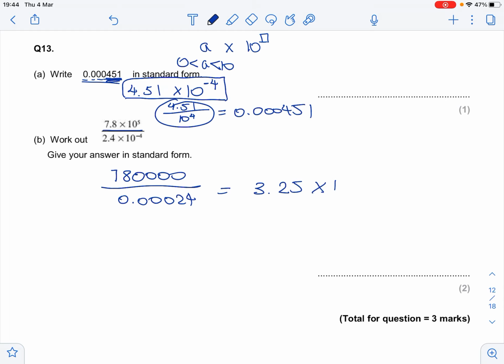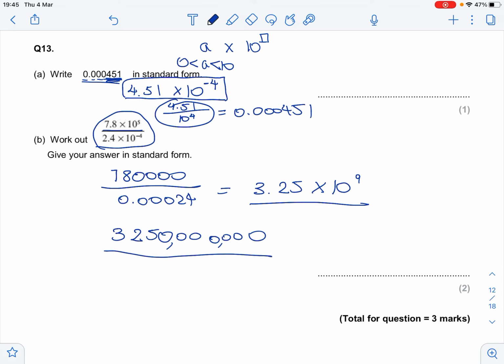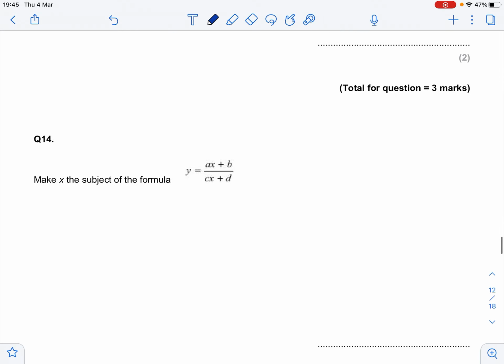So you can type this into your calculator, and you're going to get an answer as 3.25 multiplied by 10 to the power of 9. So you can either type this into your calculator, it will give you the answer. But sometimes if your calculator showed your answer as 3250000000, you need to convert it into standard form, because this is what's asked by the question. So this is same as 3.25 multiplied by 10 to the power of 9.